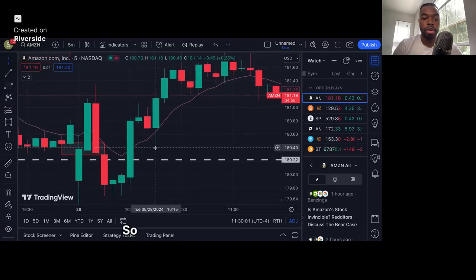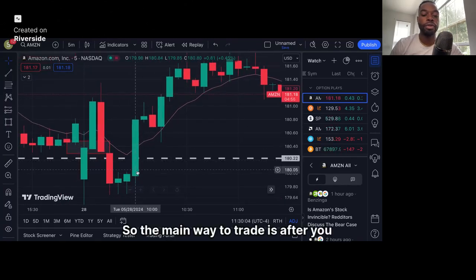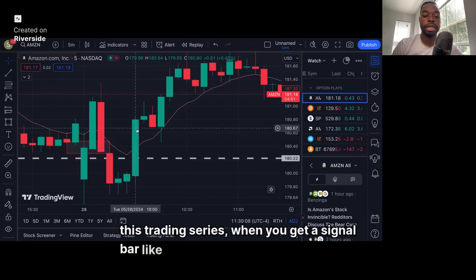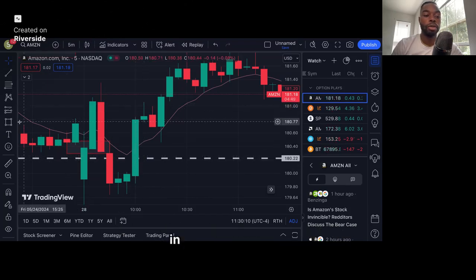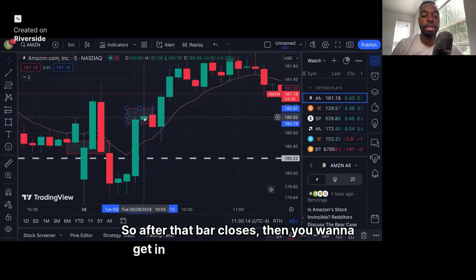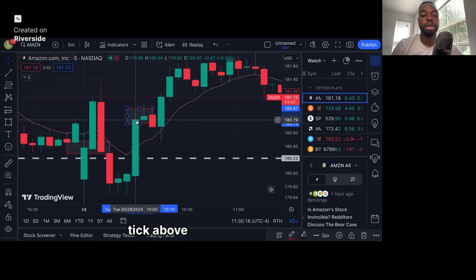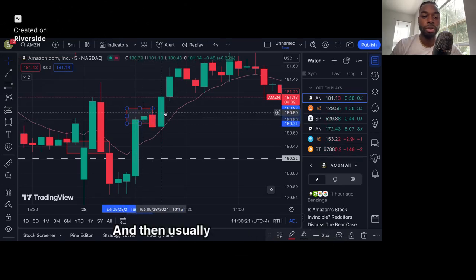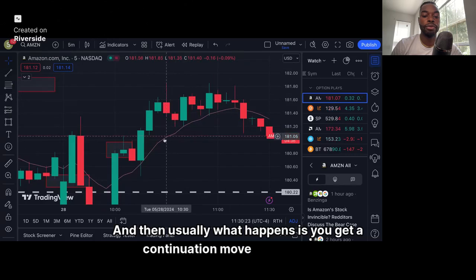So the main way to trade is after you get a signal bar. We talked about this in this trading series. When you get a signal bar like this big green bar, you want to get in one tick after the bar. So after that bar closes, you want to get in on the next bar, just about one tick above the close of this nice signal bar. And then usually what happens is you get a continuation move to the upside.